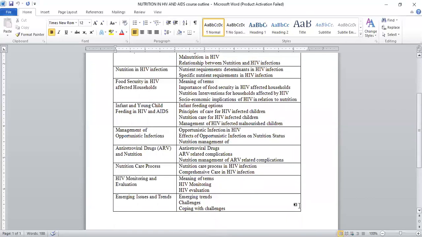Then the monitoring and evaluation. How do you monitor them and evaluate? For example, in this case, they need to have a follow-up visit. When they are coming back for the medication, also as a nutritionist, you need to see them. So you need to know what you really need to check. Then the evaluation, you need to tell whether there is improvement in their condition.